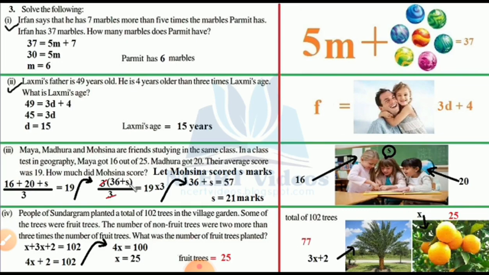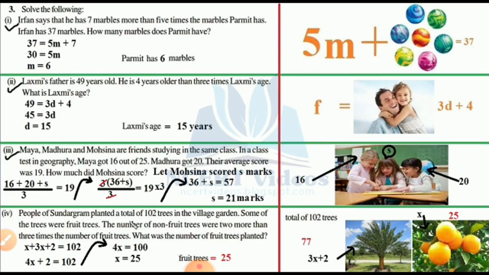Yes, C is the highest of the three. See, my marker is moving everywhere. You can understand what I am explaining. 3 cut. On the left side only 36 plus S will be left. Right side, 19 into 3 is 57. Correct. Now S will be on the left side and 36 is shifting to the right side. 36 is positive, it will become negative. So 57 minus 36 gives us 21. Yes, correct. Put the value in the equation and check out. The answer is the same one.